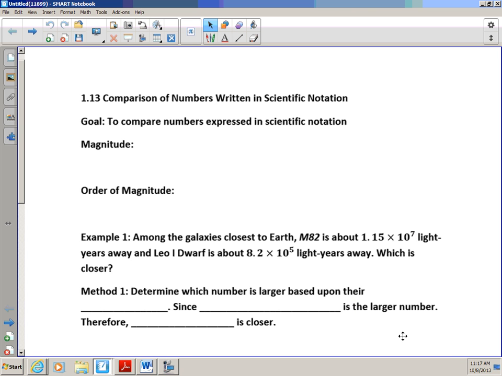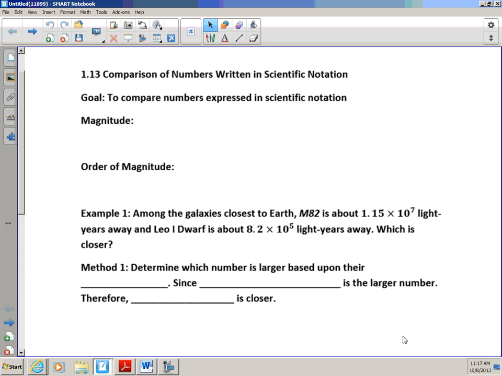The goal for today's lesson is to compare numbers written in scientific notation. Really, there's nothing new that we're covering in this lesson that we haven't already discussed or worked on before, just reinforcing some of the things previously learned. So, a couple of definitions.